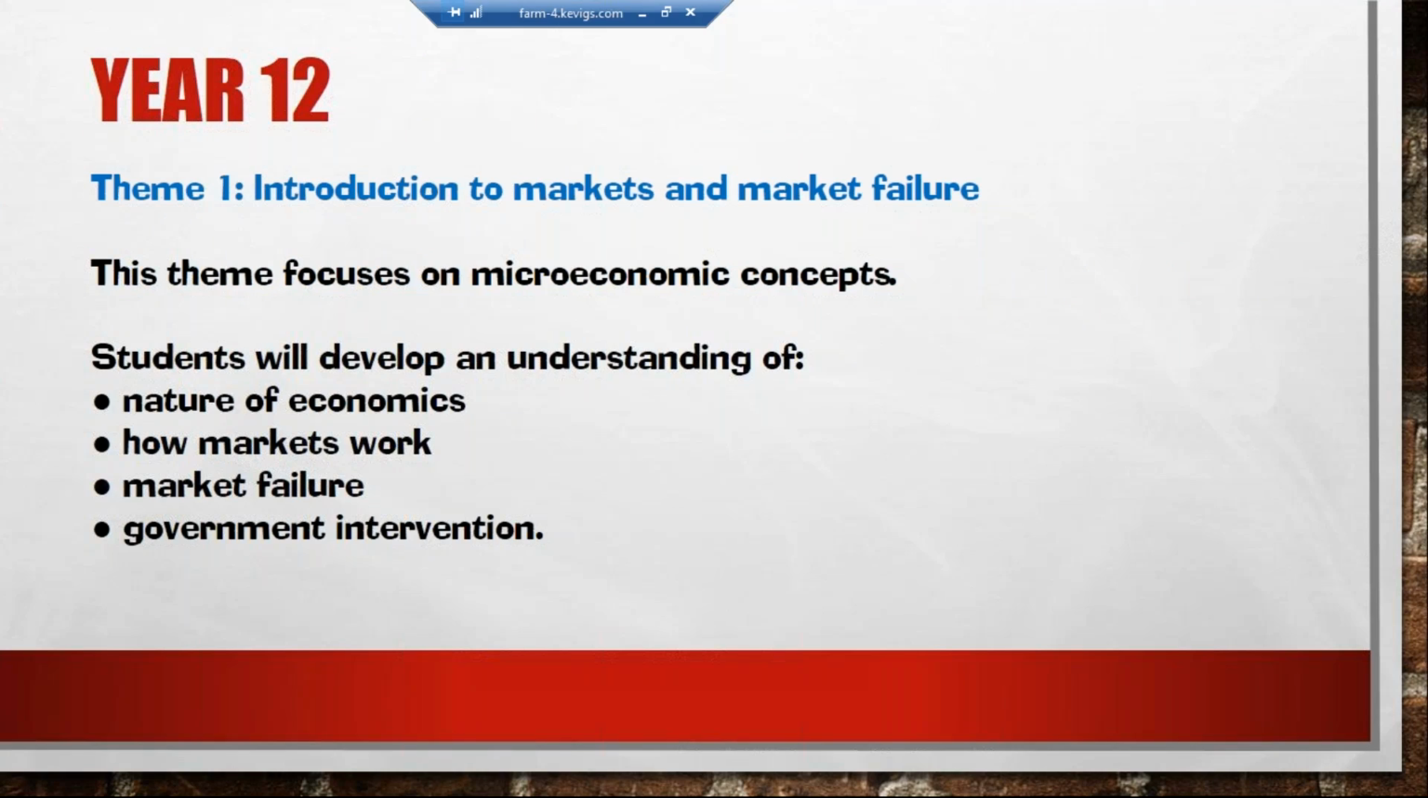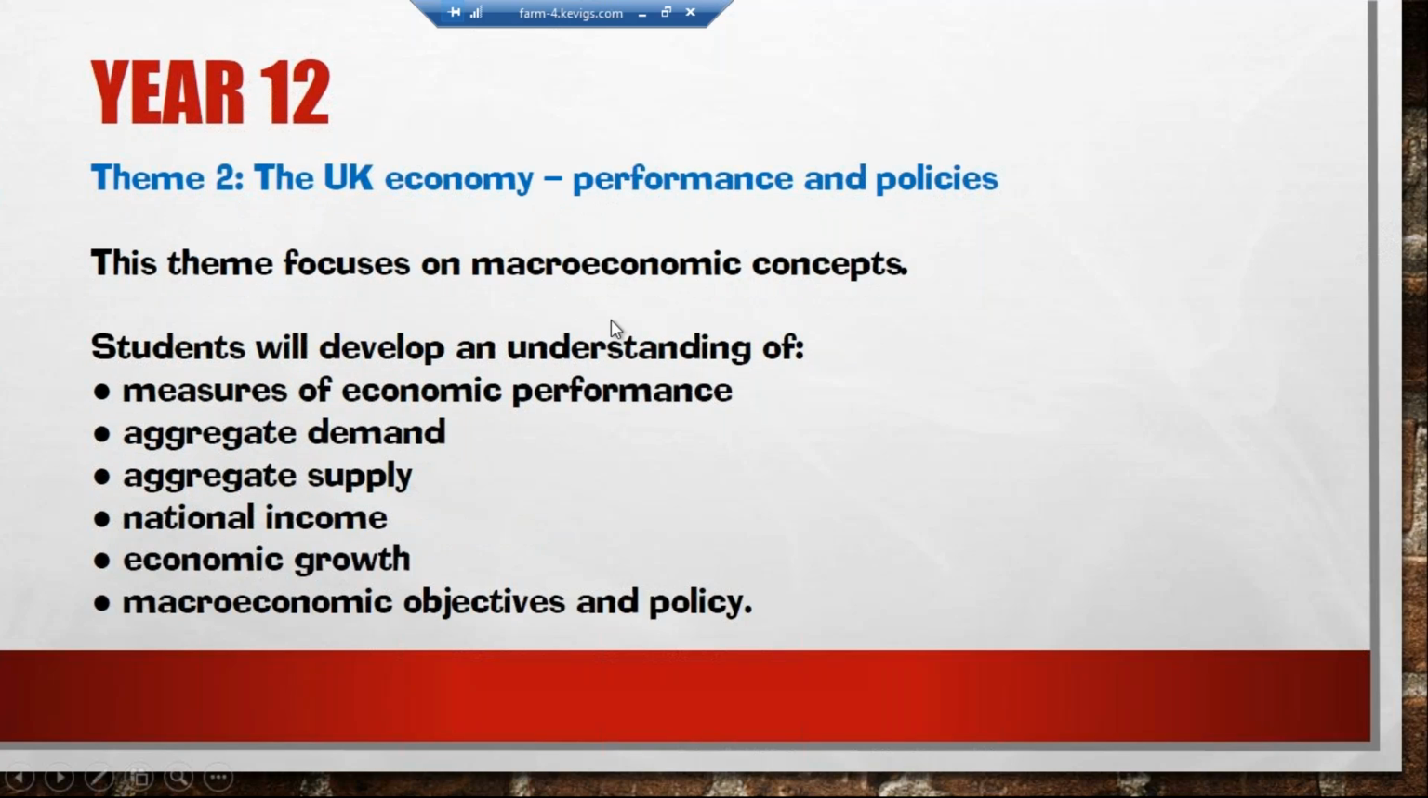The course is studied in 4 themes, 2 in year 12 and 2 in year 13. It's broken down into microeconomics, which is looking at individual firms and individual markets, and macroeconomics, which looks at the broader perspective, the country, the globe. So theme 1 in year 12 is a microeconomic theme, looks at how markets work, market failure. Theme 2 is also studied in year 12, that's macroeconomics, government policy, unemployment, inflation, all those sort of questions.